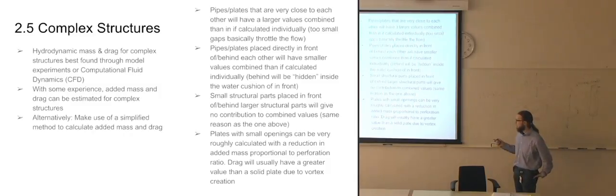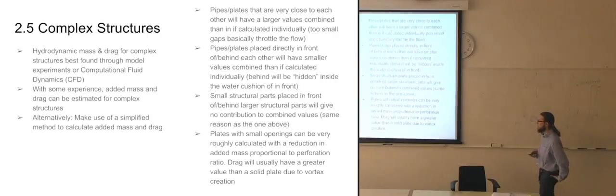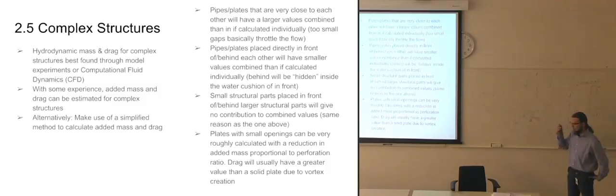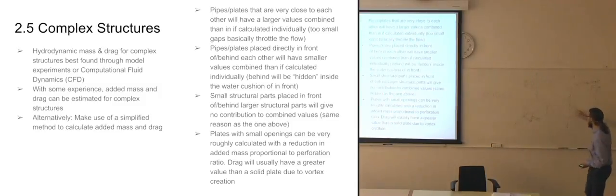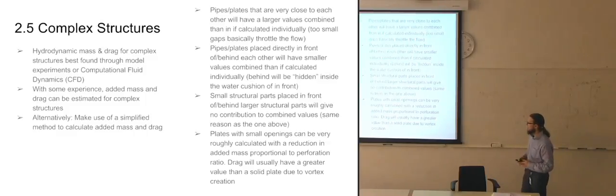And you can use that and look at it in proportion to the added mass. But even though you can lower the added mass in that case, your drag will usually be greater, because you will have a lot more turbulence. Because all of the water flowing through the holes is going to create a lot of vortexes on the other side of the plate, so that it will create quite a lot of drag there.